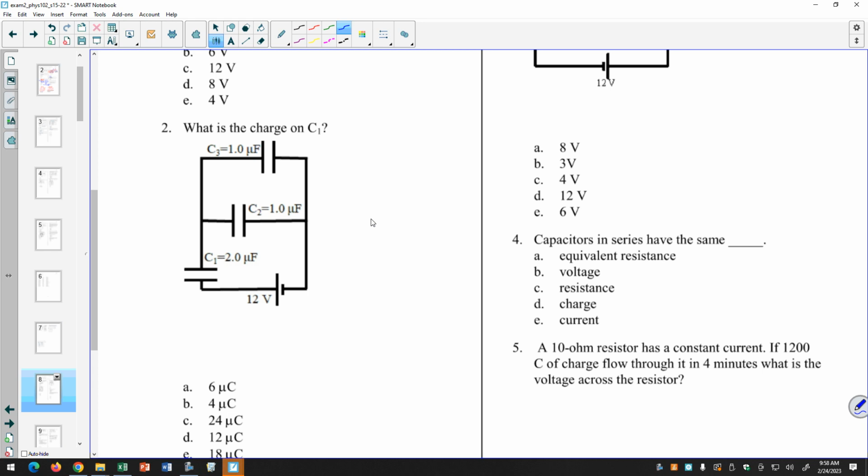C2 and C3 are in parallel. But students will often look at this. I was working with a student yesterday, and they were convinced that all 3 of them were in parallel, because it sort of looks that way.